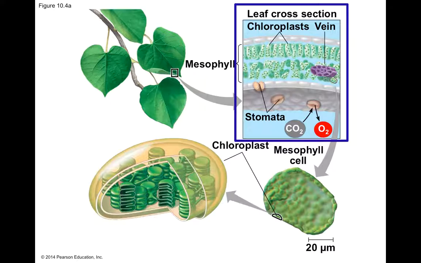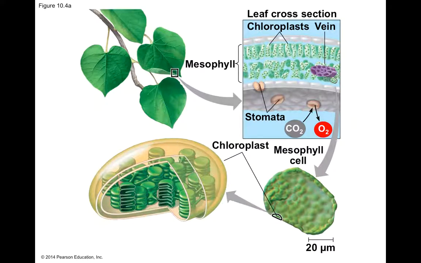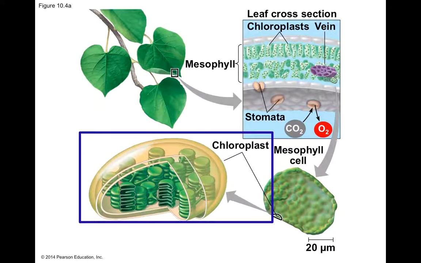But what we want to focus on are the mesophyll cells, which is where photosynthesis takes place. Inside the mesophyll cells are where you find the chloroplasts, those organelles that we learned about in the cell unit. Let's review the parts of a chloroplast.